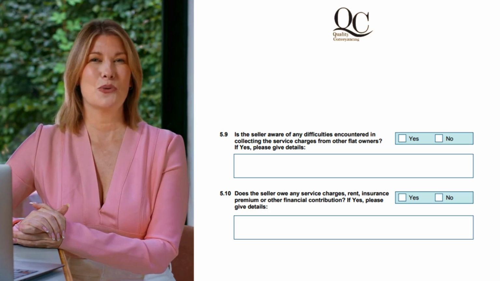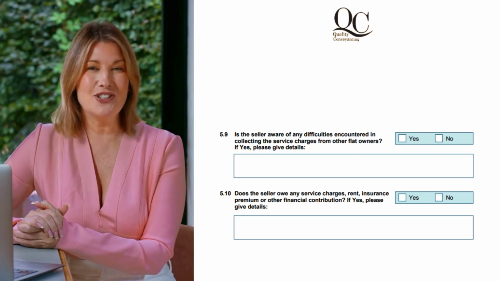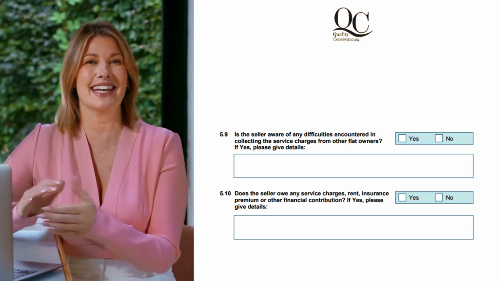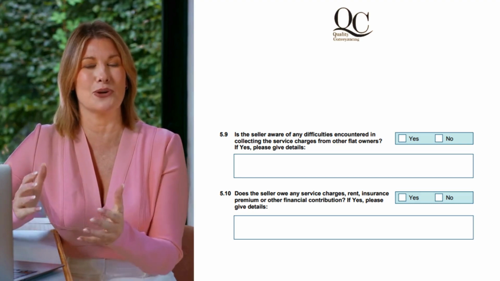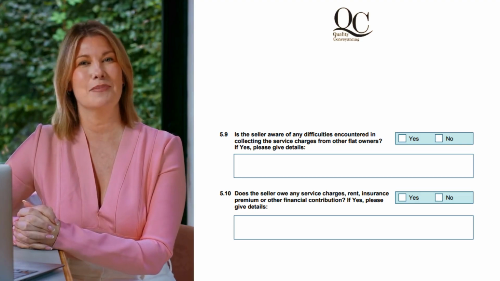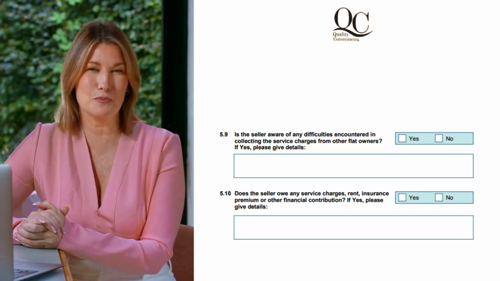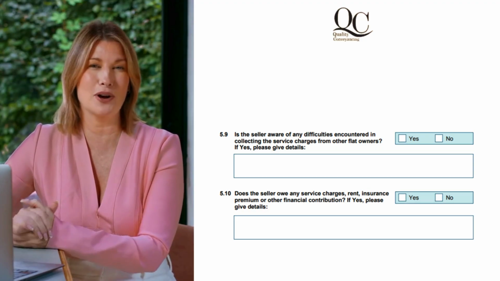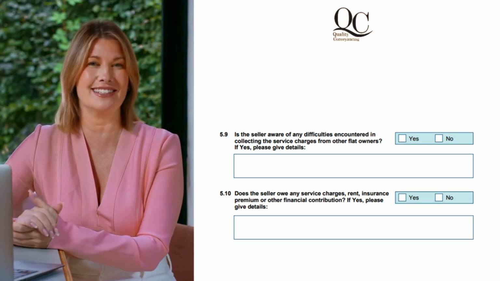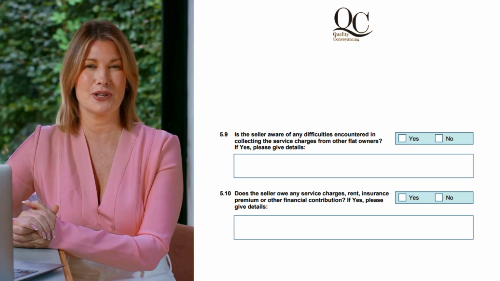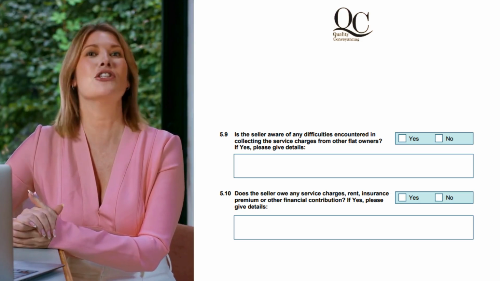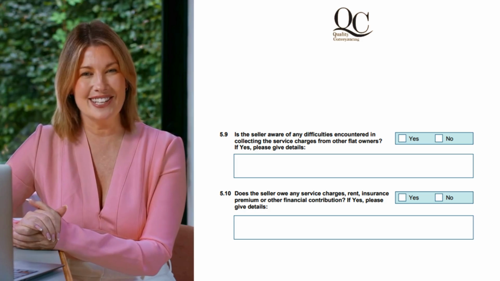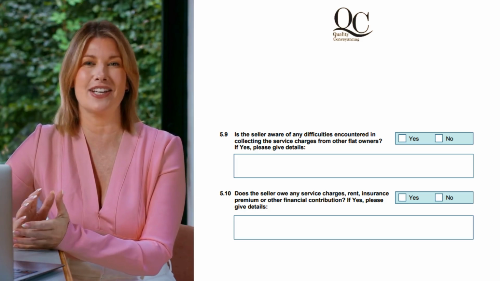You'll also be asked whether you're aware of any difficulties collecting service charges from other leaseholders in the building. This could include long-standing arrears, ongoing disputes, or financial issues affecting the building. If you're aware of problems, briefly explain. If not, tick no. Finally, you'll confirm whether you personally owe any service charges, ground rent, insurance premiums, or other contributions. If you do owe anything, be honest and give brief details. This doesn't stop the sale, it just allows it to be dealt with properly during the transaction.